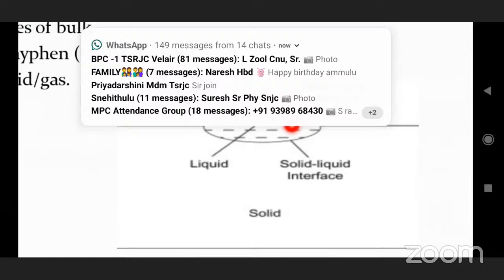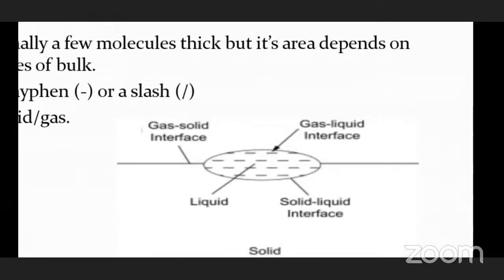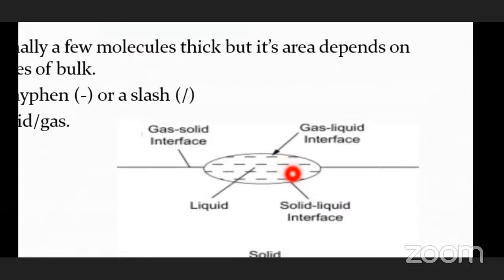Similarly, another one: the solid interacts with the liquid. Therefore this is called the solid-liquid interface. From this diagram we conclude that the interface is nothing but the contacting part. When any two substances or molecules are in contact with each other, that contact part is called the interface. It is an important term.